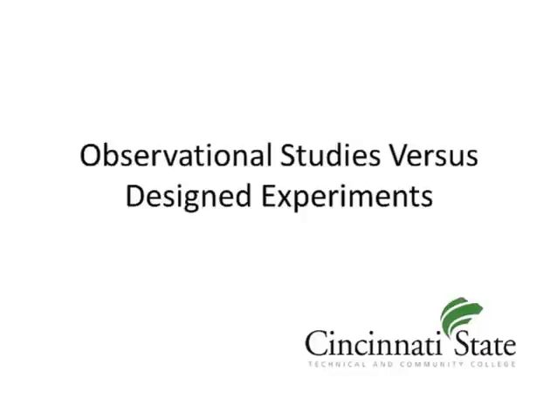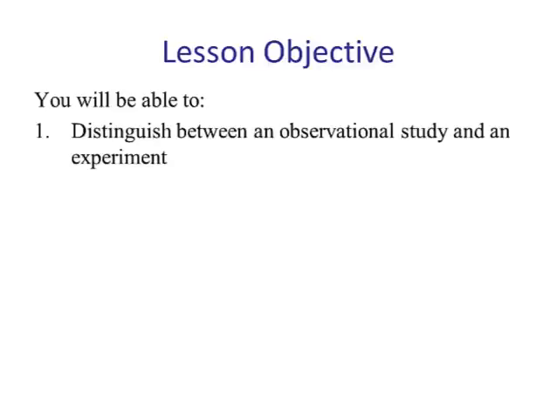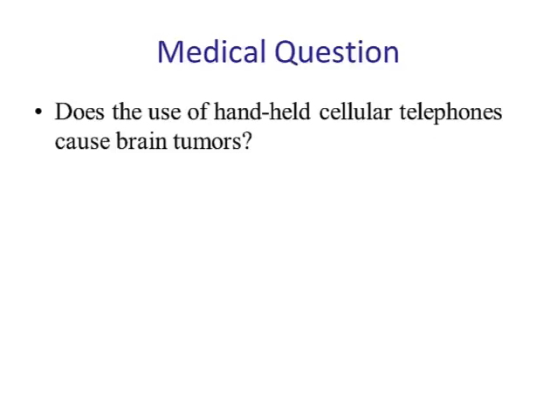Observational studies versus design experiments. Lesson objective: distinguish between an observational study and an experiment. Let's start with a medical question. Does the use of handheld cellular telephones cause brain tumors? We'll look at two studies.